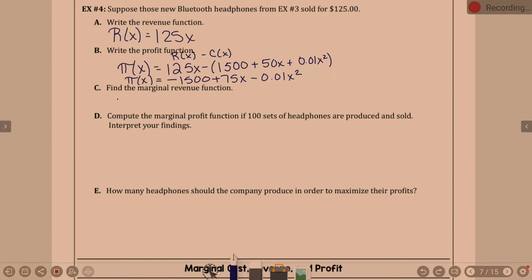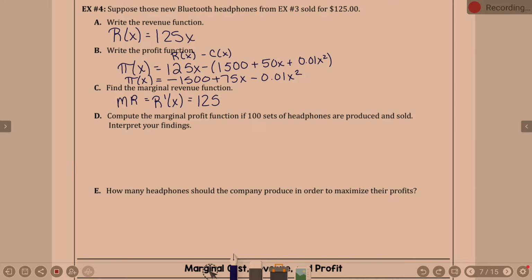Marginal revenue. Marginal revenue is not defined in the notes I discovered. But, okay, what do you know about marginal cost in comparison to cost? It's the derivative. So what's marginal revenue? Derivative of revenue. And what is the derivative of revenue? 125.